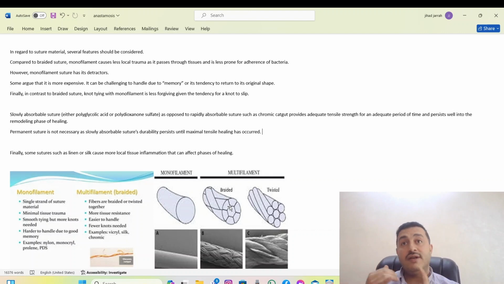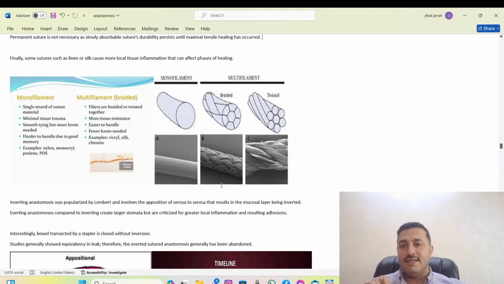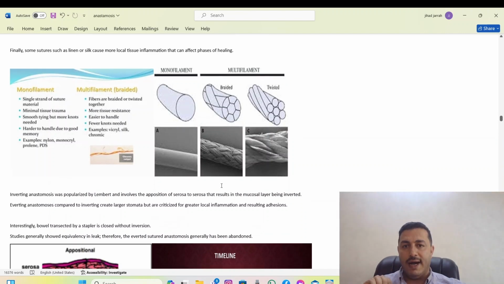Yes, in general it causes less trauma, it causes less inflammation, but it has a memory, and for that we prefer braided multifilament sutures. Okay, what else do we want to add?